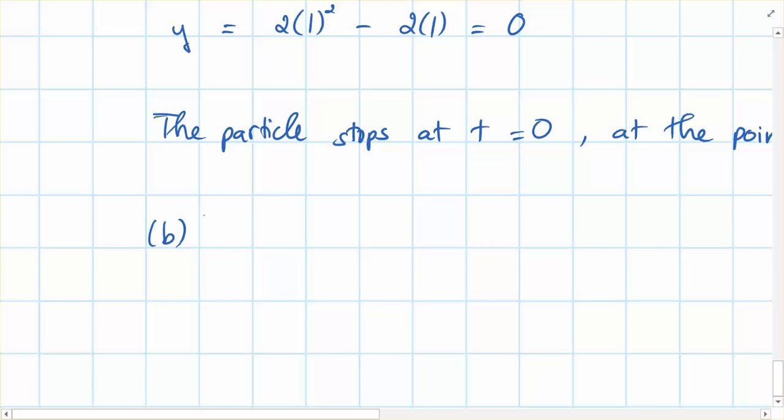Part B. Is the particle ever moving straight up or down? If so, when and where? So let's imagine how the particle moves. We have x and y, which are the horizontal and vertical directions, x is horizontal and y is vertical. And for the particle to move straight up or down, it means it moves only in the y direction. So x must be equal to 0.